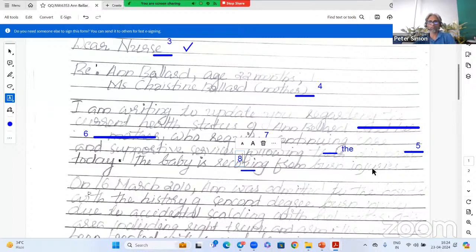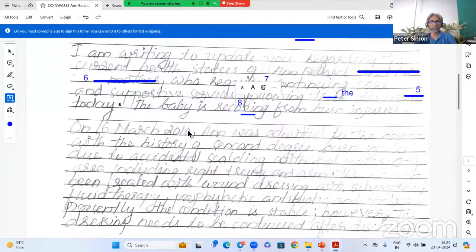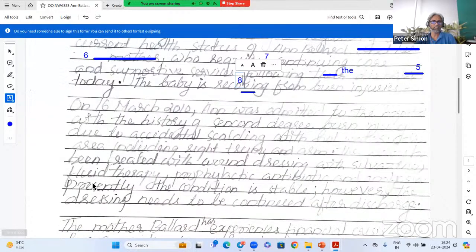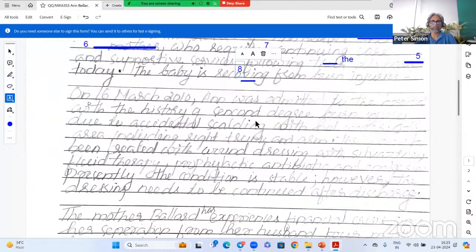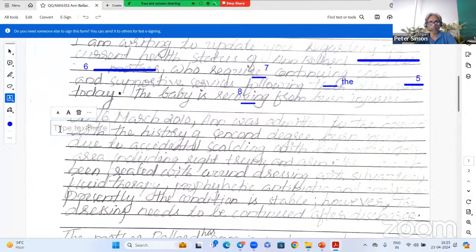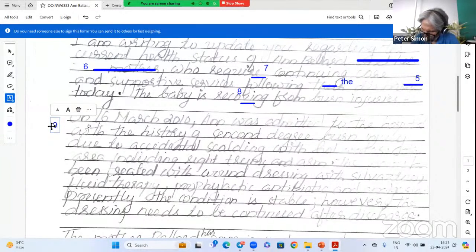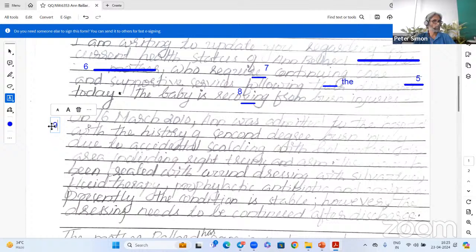Recovering from burn injuries. On 16 March 2010, this margin, why is it going inside, coming outside, inside, outside like that? Why is it going inside? Maintain the first line. Maintain the left margin. Number 9. Number 9. Okay. Maintain the left margin. Maintain the left margin.